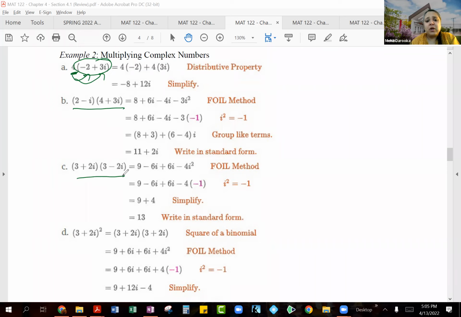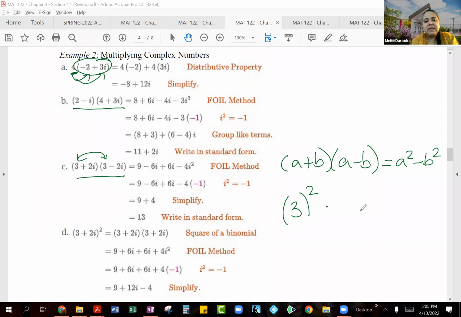Here you can use the FOIL method, or remember, we talked about this before when we talked about conjugates. When you're multiplying conjugates, where the terms are the same and it's just the plus or minus in the middle that's different, this breaks down into a squared minus b squared. So that's the same thing that happens here. You multiply the 3 and 3, which is our a squared, minus your b squared, which would be 2i times 2i, so 2i squared. 3 squared becomes 9.